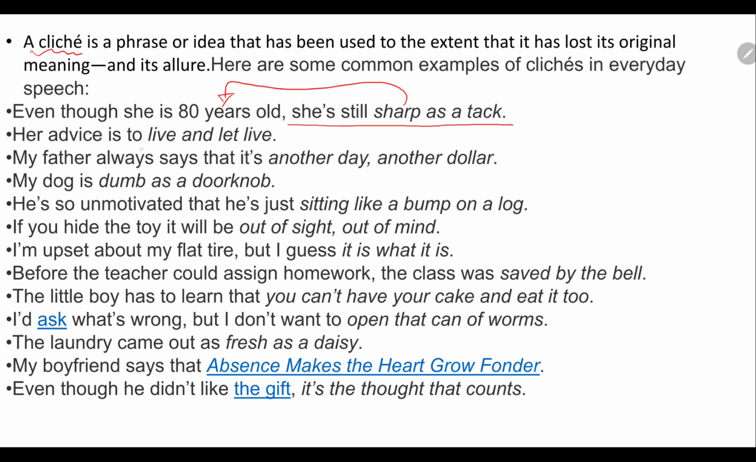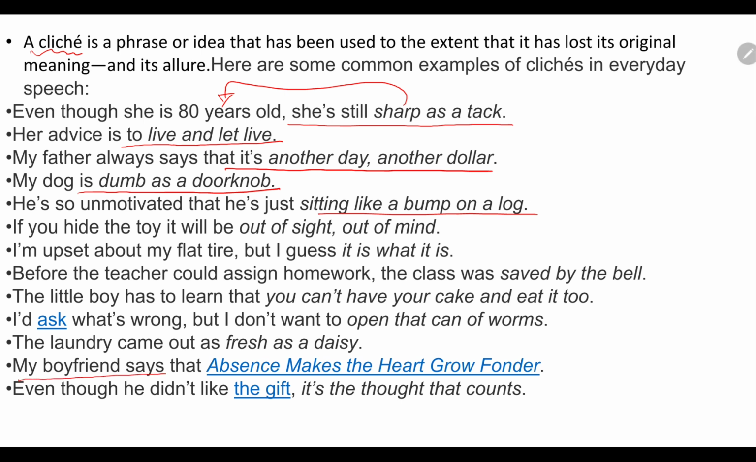Her advice is to live and let live. Again a cliche. Exaggeration is visible, live and let live. Okay. My father always says that it's another day, another dollar. My dog is as dumb as a doorknob. He's so unmotivated that he is just sitting like a bum on a log. So these are showing the cliche, or the idea or a phrase. Okay, so that is nothing but a cliche. So go through all the examples.